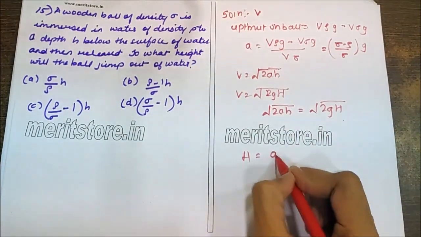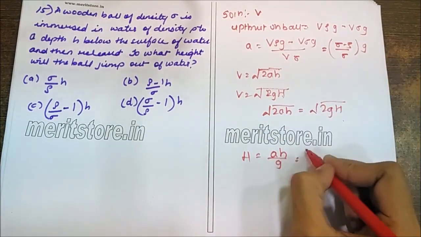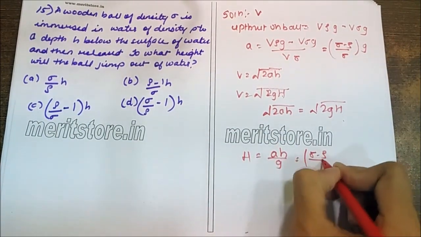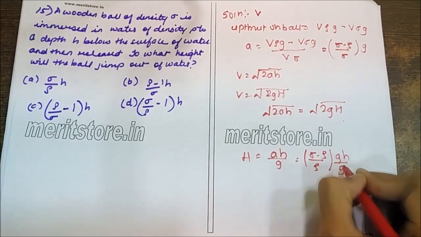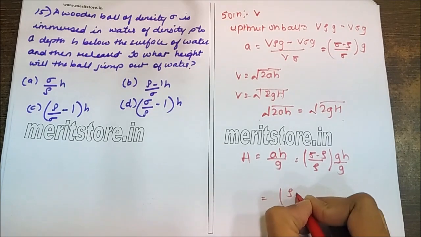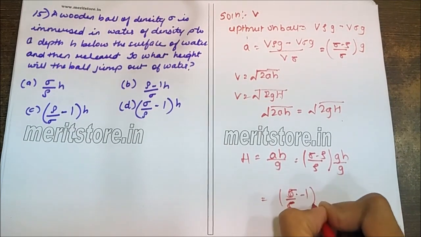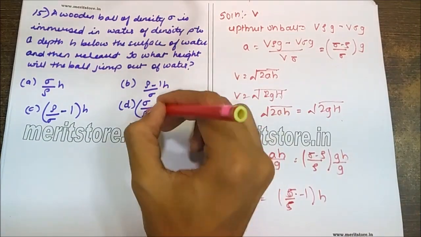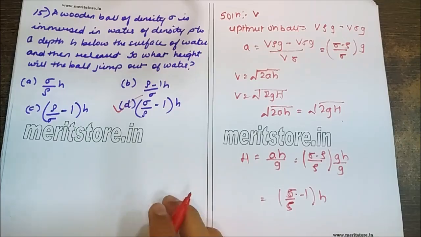So that becomes H equals ah upon g. Putting the acceleration in, we have sigma minus rho upon rho into gh upon g, so that becomes sigma upon rho minus 1 into h. So D is the correct option.